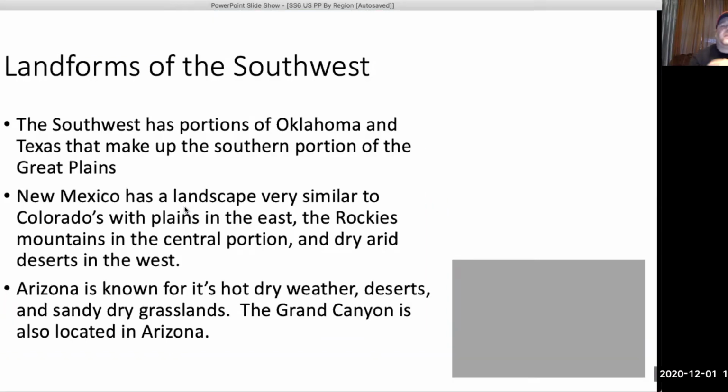So landforms in the Southwest. The Southwest has portions of Oklahoma and Texas that make up the southern portion of the Great Plains. New Mexico has a landscape very similar to Colorado with plains in the east, the Rocky Mountains in the central portion, and dry, arid deserts in the west. Arizona is known for its hot, dry weather. It's deserts and sandy grasslands. The Grand Canyon is also located in Arizona.